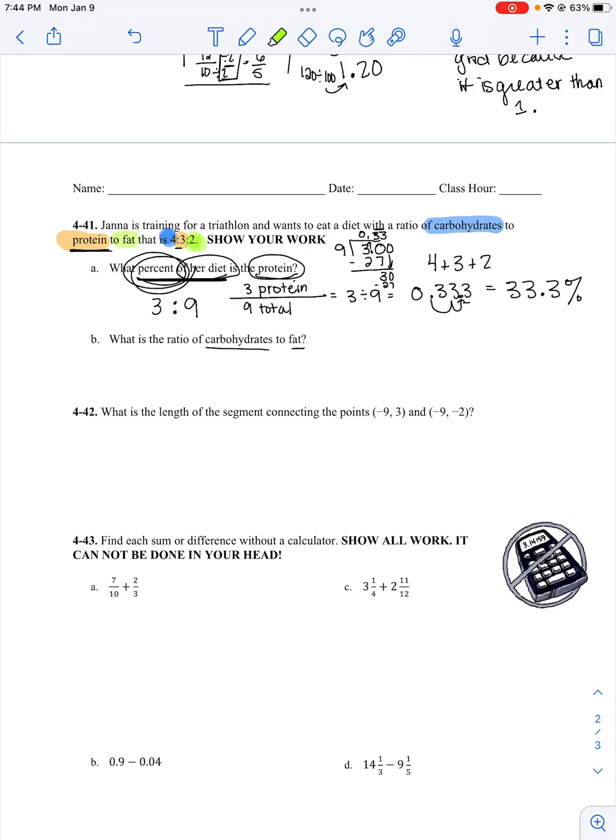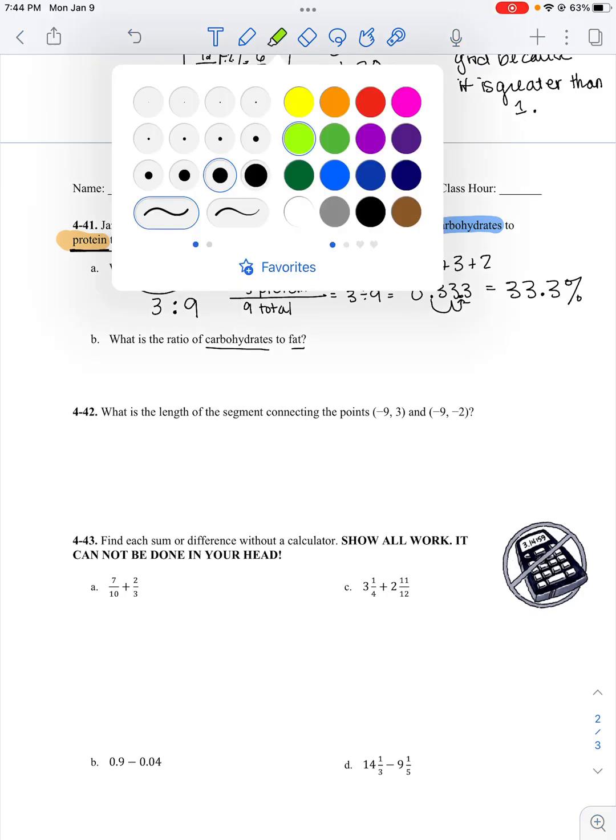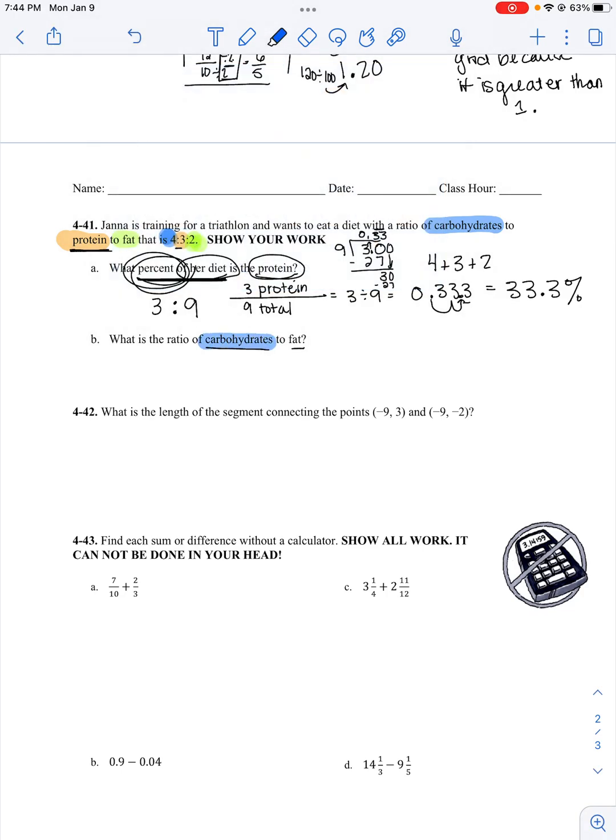Part B, what is the ratio of carbohydrates to fat? Carbohydrates was the blue. The fat was the green. I'm going to write down the carbohydrates, which is 4, 2, 2. I could write it this way.